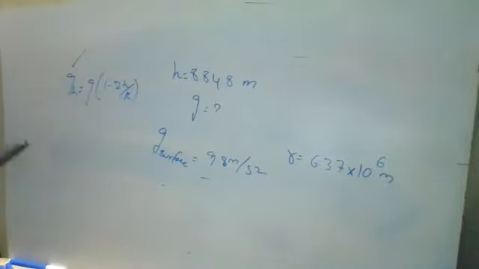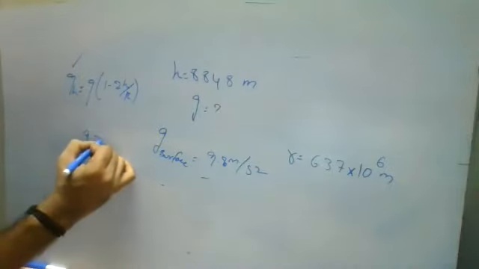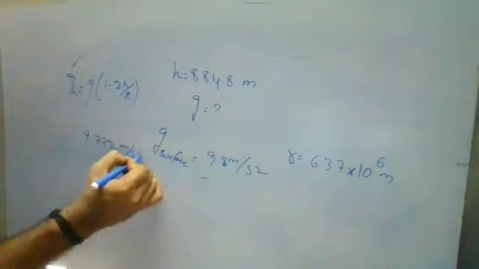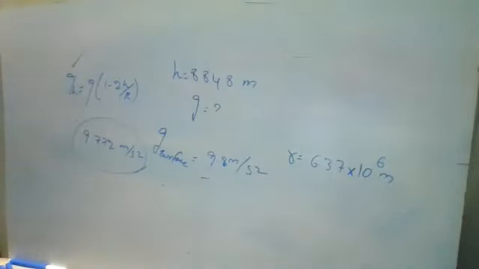gh value வந்து approximate 9.772 meter per second square is the answer. Okay, those who are having doubts, they can ask now.